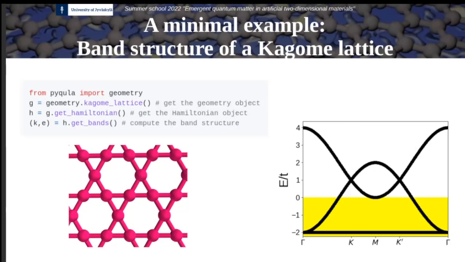And the basic idea is that all these different functionalities have many different keyword arguments, so arguments that are optional. And in that way, you can do many different calculations. So for example, if you wanted to add first, second, third, and fourth neighbor hopping to your model, you can just do it with a keyword argument here.